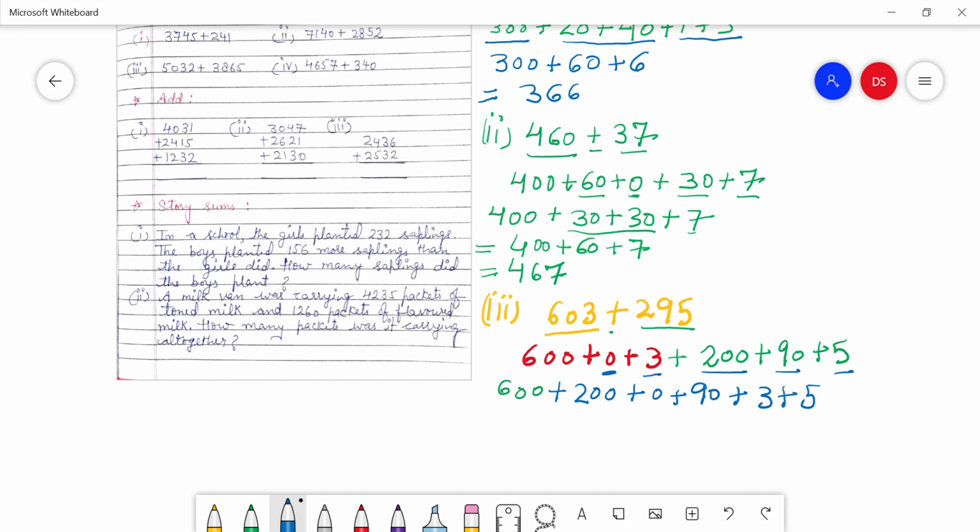Now we will start adding the numbers. 600 plus 200, this is 800. Plus 0 plus 90, this is 90. Then 3 plus 5, this is 8. Finally, we will add the numbers. 898. In this way, we have completed all the parts of first question given in the revision test.